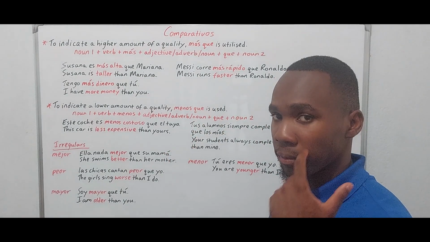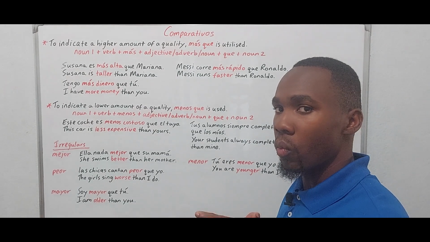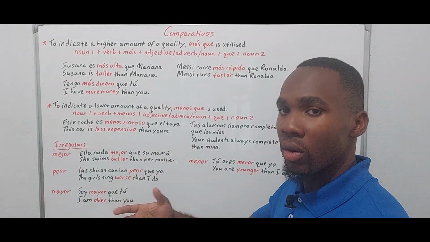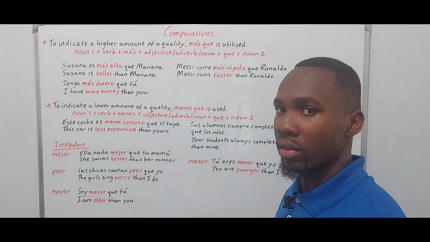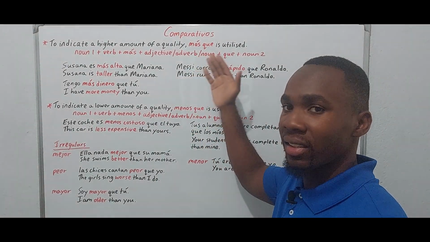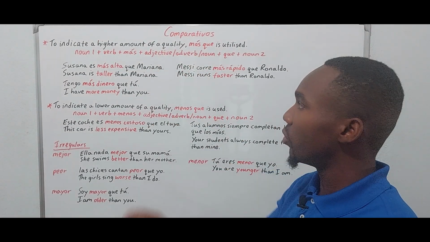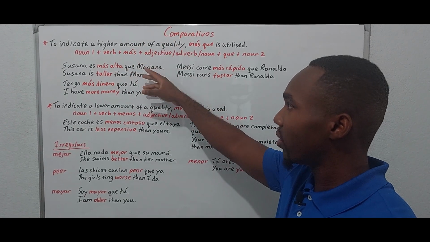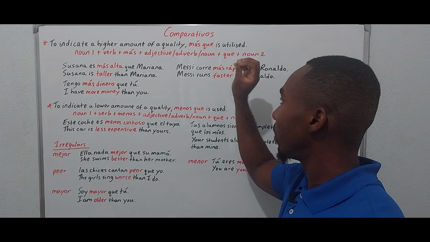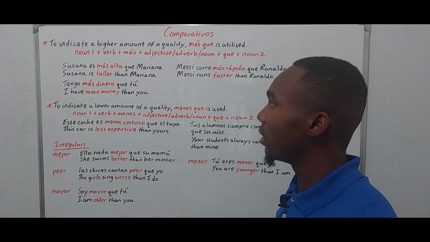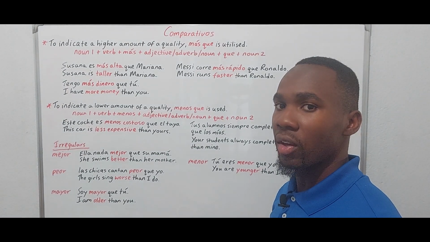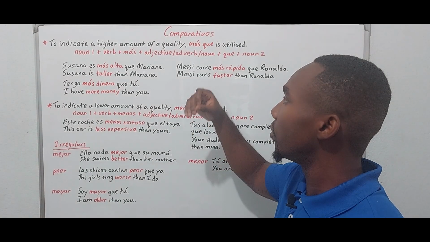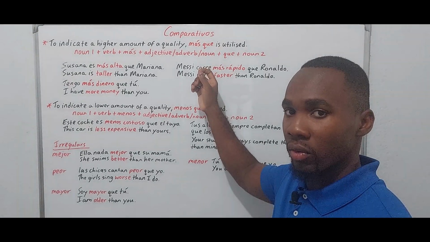Now let's look at the structure. If we want to say that one entity possesses more of a particular quality than the other, we use más que, right? But this is the structure we use. The first entity, the verb, más, adjective, adverb, noun, que, and then the second entity. When I say quality, quality does not only refer to an adjective, it could also refer to adverbs and nouns, all right?